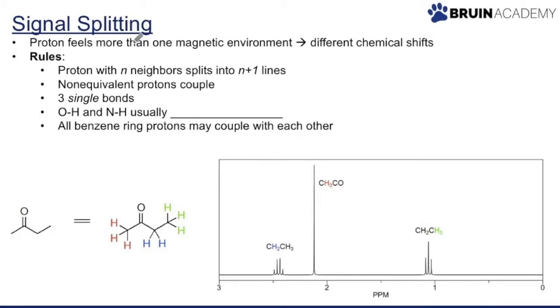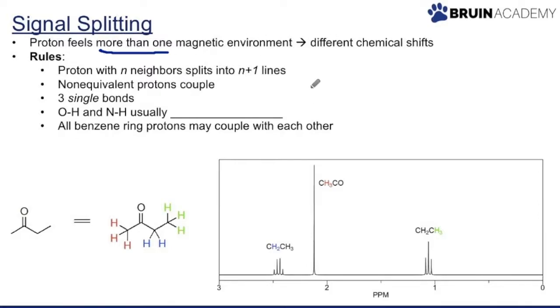The last thing I want to touch on is something called signal splitting, and this usually has to do with the proton feeling more than one magnetic environment. This leads to a lot of little different chemical shifts. It's still all considered one signal, or one group of signals, but within the signal, it splits into little ones. That's how you can think of it. As I mentioned earlier, this multiple magnetic environment refers to the external magnetic environment that you apply, as well as the magnetic environment from neighboring nuclei. It just feels a lot of things.